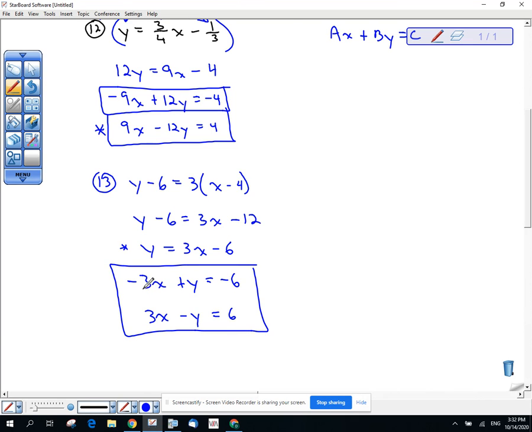Also, if you did have fractions at this point, you would want to multiply through again. But these are integers. Remember, integer is 0, 1, 2, 3, 4, 5, etc., or the negatives of those, -1, -2, -3, etc. So -3 and 1 and -6 are all integers, so you're good to go.